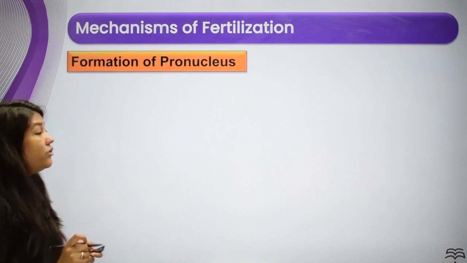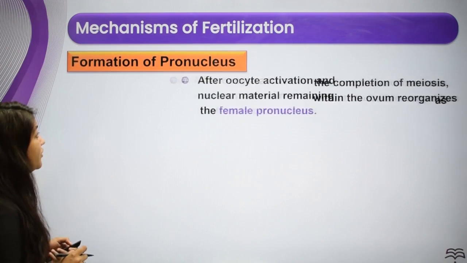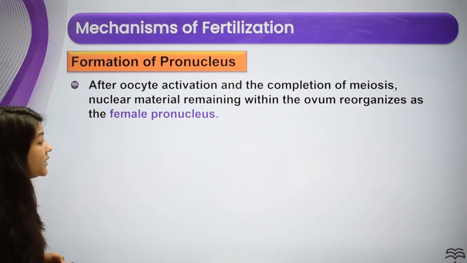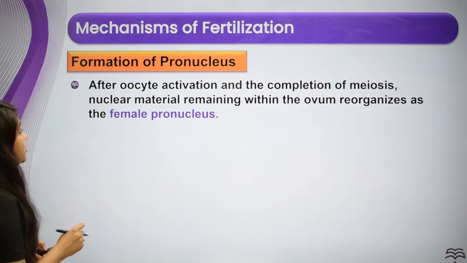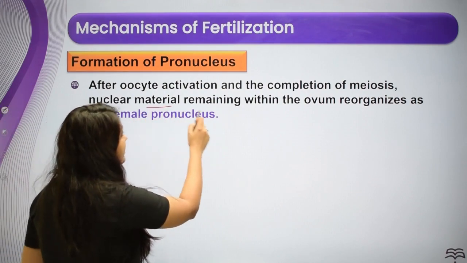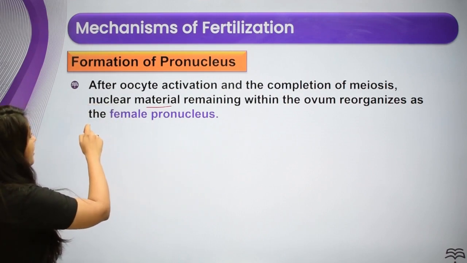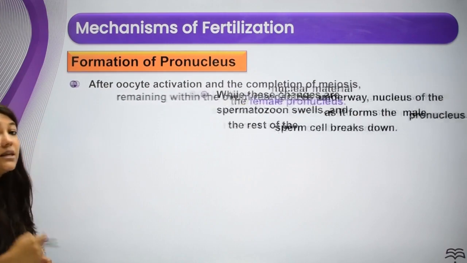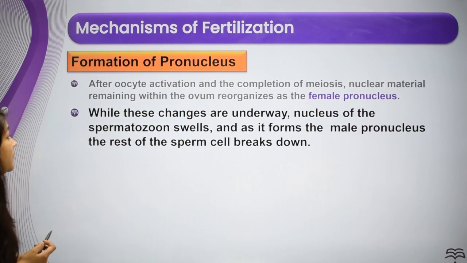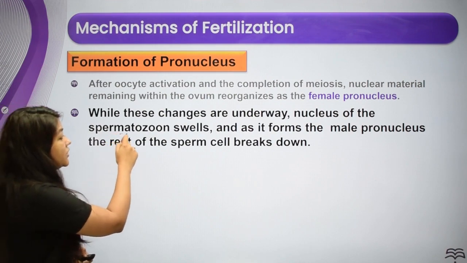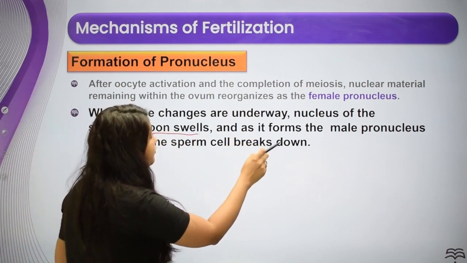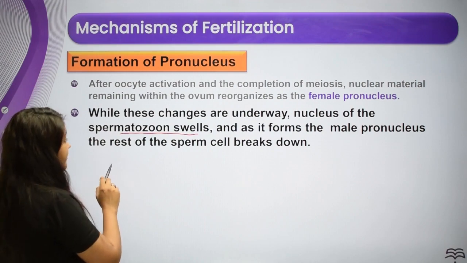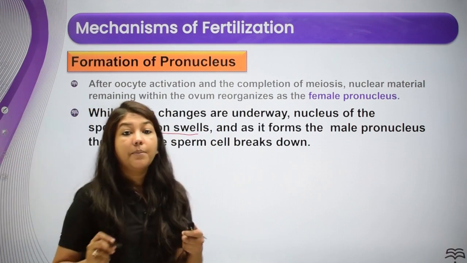Okay, next, the third point is formation of the pronucleus. After oocyte activation and the completion of meiosis, the nuclear material remaining within the ovum reorganizes as the female pronucleus. कैसे reorganize हो जाएगा? As the female pronucleus. While these changes are underway, the nucleus of the spermatozoa swells and forms the male pronucleus. The rest of the sperm cell breaks down.